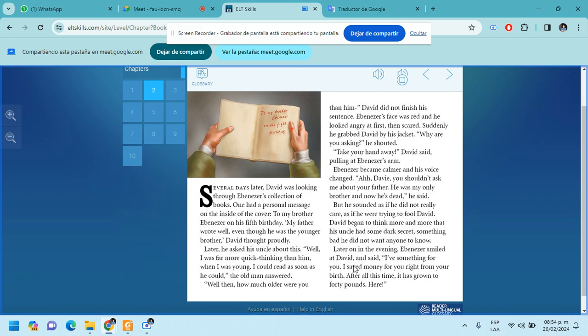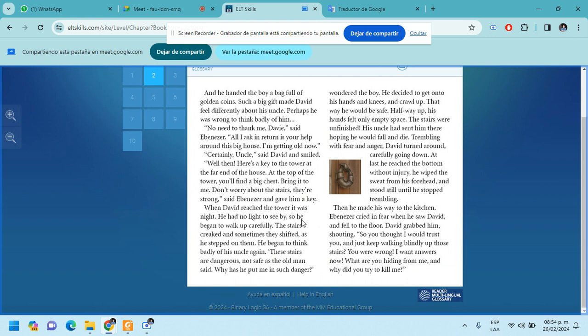It's in this part, until the end, I guess. I saved money for you right from your birth. After all this time, it has grown to how much? £40. Okay? You know what pounds are, yes? Libras, no? £40.